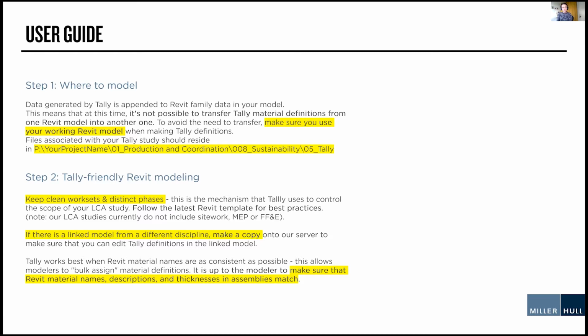Something that we found is, if there's a linked model from a different discipline coming in, then we want to make sure that we make a copy on our server so that we can actually go into the linked model and make the Tally definitions inside that model. And last but not least, this is probably the fastest way of dealing with the consistency issues that Claire and Jess have brought up. Basically, right now we're saying that it is the responsibility of the modeler to make sure that Revit material names, the descriptions, and the thicknesses and assemblies match. That's a very blanket statement because there are a million ways for this to go wrong, but that's how we're doing it right now.